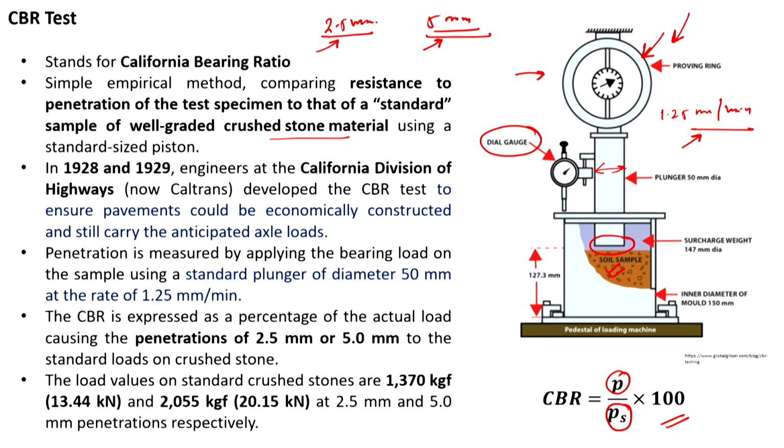Okay. Now, talking about the standard load on the crushed stone. When you talk about 2.5 mm penetration, the standard load for the crushed stone is approximately 13.44 kilonewton, and the standard load on the crushed stone at 5 mm penetration is 20.15 kilonewton. Okay. In terms of pressure at 2.5 mm, the value is 70 kg per centimeter square, whereas for 5 mm it is 105 kg per centimeter square. So, we can use either of the values, like we can use the ratio of the load, but usually the ratio of the pressure is taken to calculate the value of CBR.